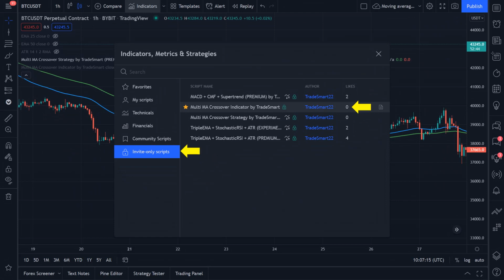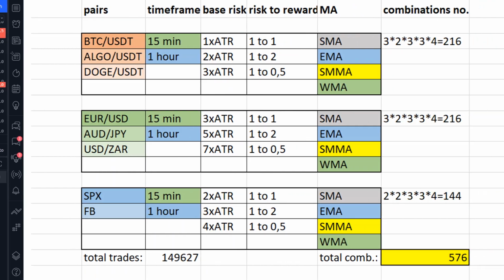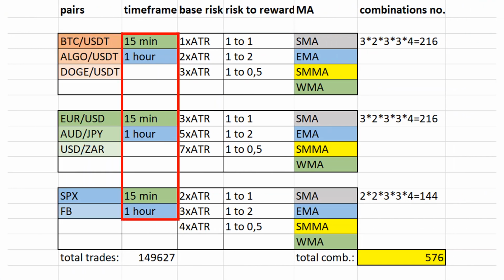And now, let's see the results of the 150,000 backtests and let me show you how to use our trading script. As I said earlier, I tested the strategy on different assets, timeframes, risk bases and risk to reward ratios. For this backtest, I used the 3 best performing moving averages, the SMMA, the EMA and the WMA. Besides that, I added the simple moving average, or SMA for short, only for comparison.